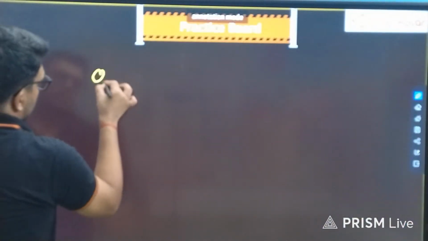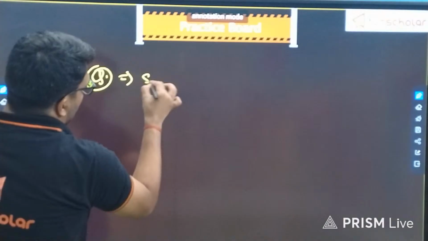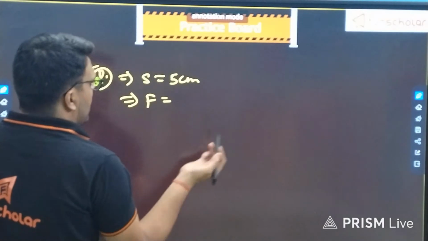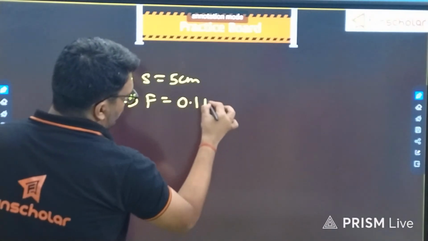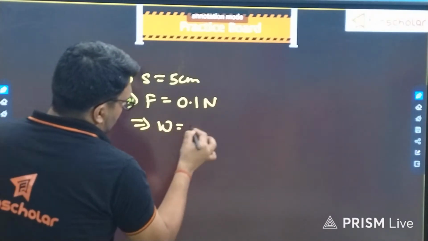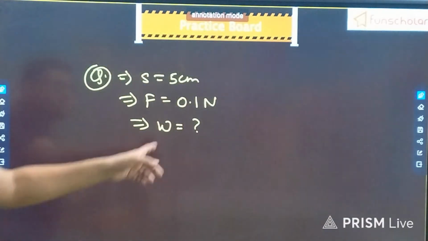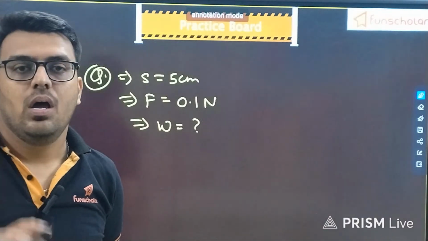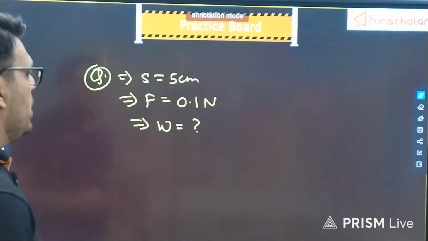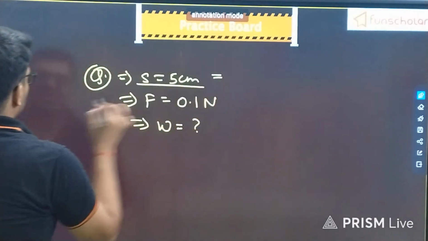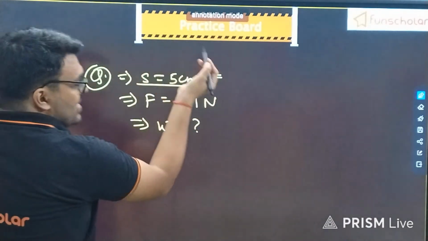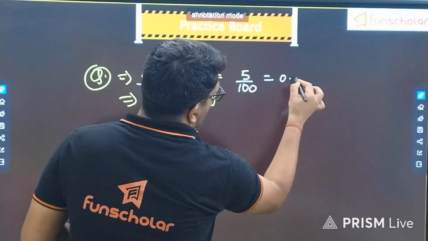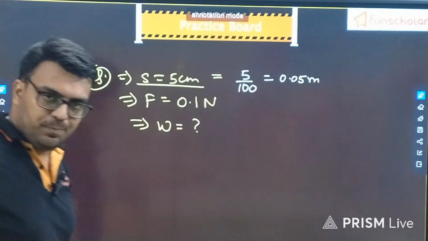So this time the question says that the displacement produced is 5 centimeter, the force is, let's say, 0.1 Newton, calculate the work done. Now you might be saying F into S, that is going to be 0.5 joule, but there the answer will go wrong. So you have to first see the SI units. So here displacement is given as 5 centimeter, the SI unit is meter, so we have to convert it into meters. That is going to be 0.05 meters.